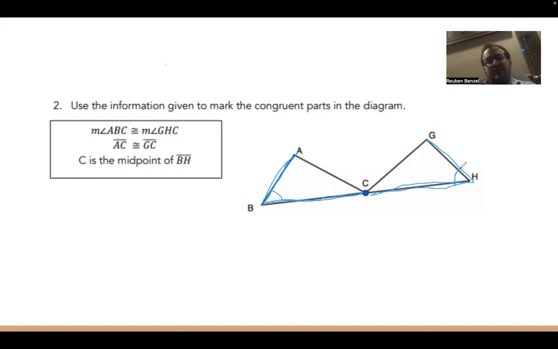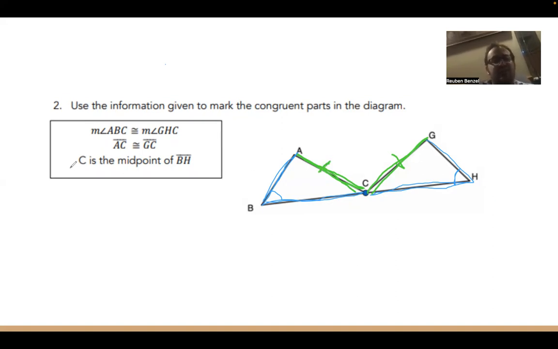A lot of times when we do proofs, some of the stuff that we're going to have is already given. Next, we're going to use a different color to mark in AC and GC. So my green side, AC and GC are congruent to each other, and I'm going to mark in the tick mark to show that side length.